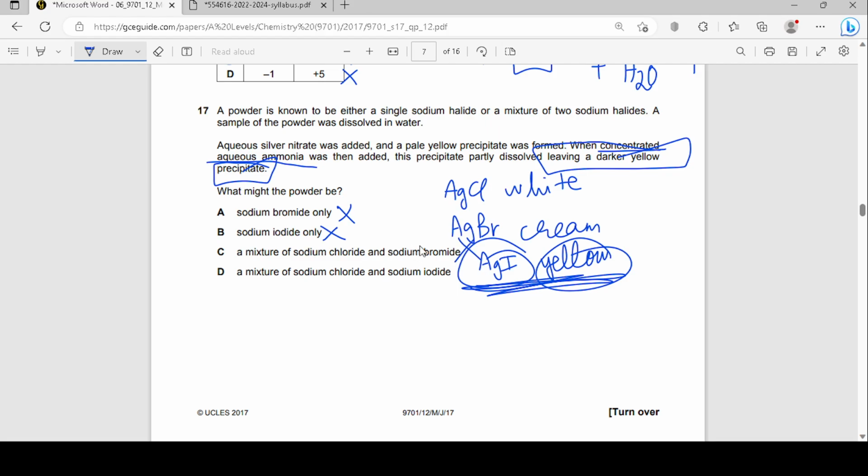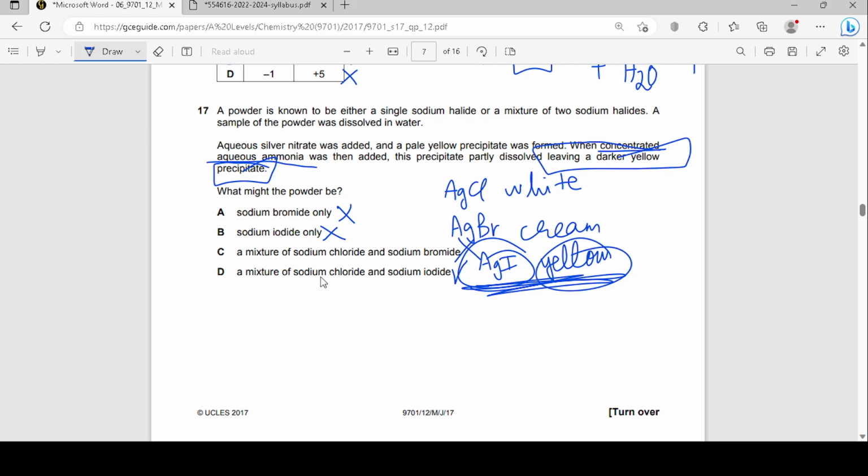Silver chloride would be white, the precipitate formed when it reacts with silver nitrate, and then sodium bromide, AgBr, would be a cream color. So that doesn't make sense. How would you get yellow from that? But D, you could definitely get yellow from that because silver iodide would be yellow.